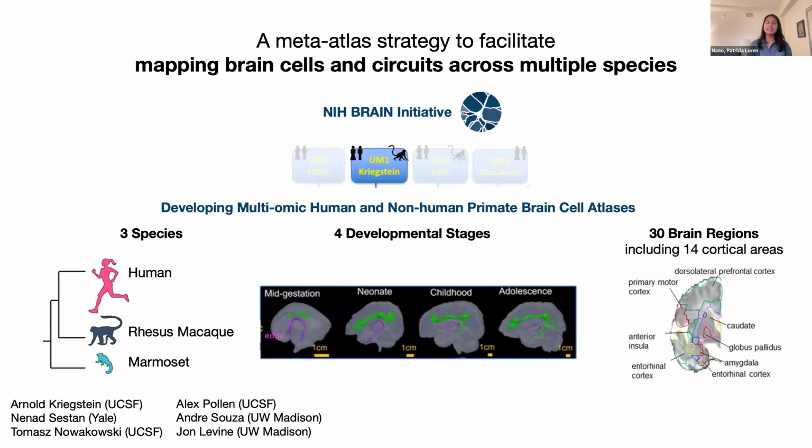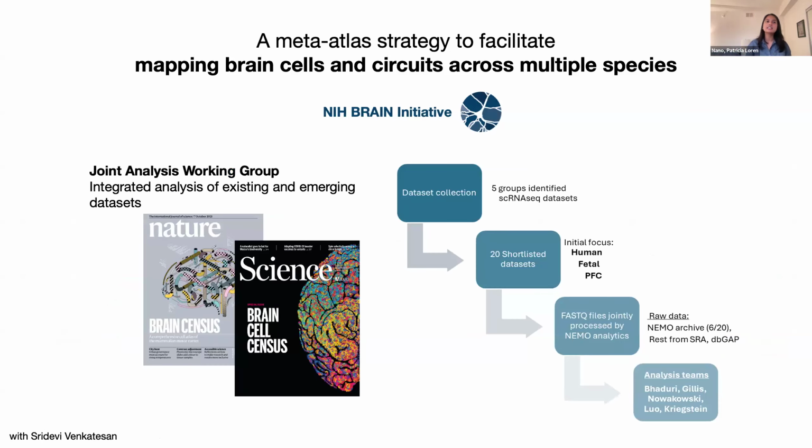In addition, I'm co-leading a joint analysis working group within the NIH Brain Initiative, where we're taking these meta-atlas approaches as well as other types of integrated analysis approaches to pull together existing and soon-to-be-generated NIH Brain Initiative data sets to create other meta-atlases, maybe of just the prefrontal cortex or just of other different species.